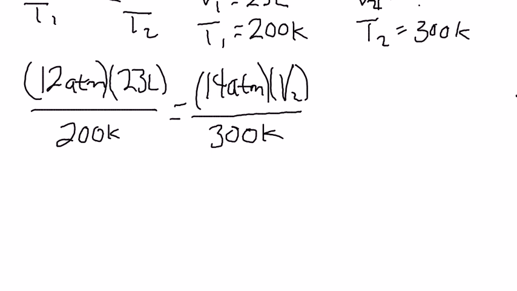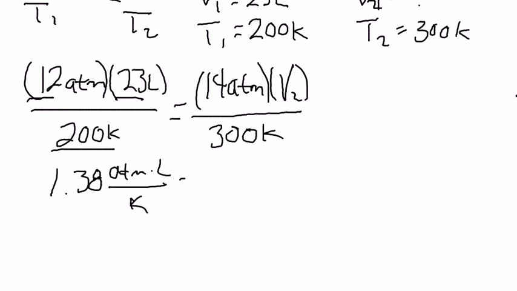So what we do is we multiply 12 by 23, and then divide by 200. 12 times 23 divided by 200 should give you 1.38. And notice we cannot cancel any units. So atmosphere liters divided by Kelvin is equal to 14 atmospheres divided by 300. So we're going to divide those two, and once that is done, you get 0.0467 atmospheres per Kelvin times V2.